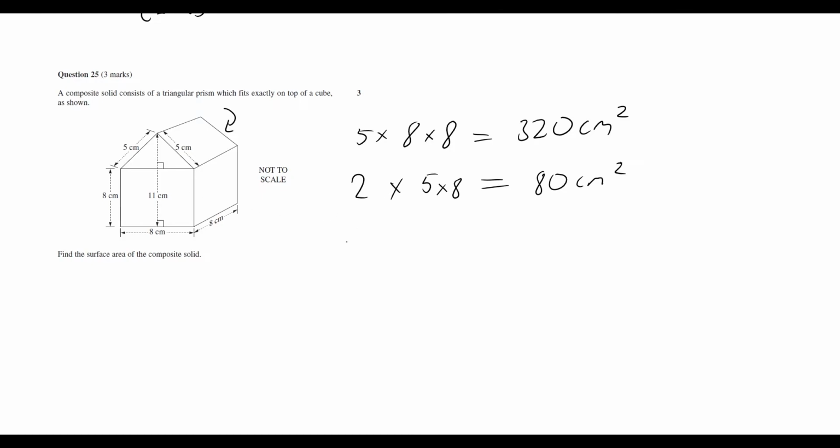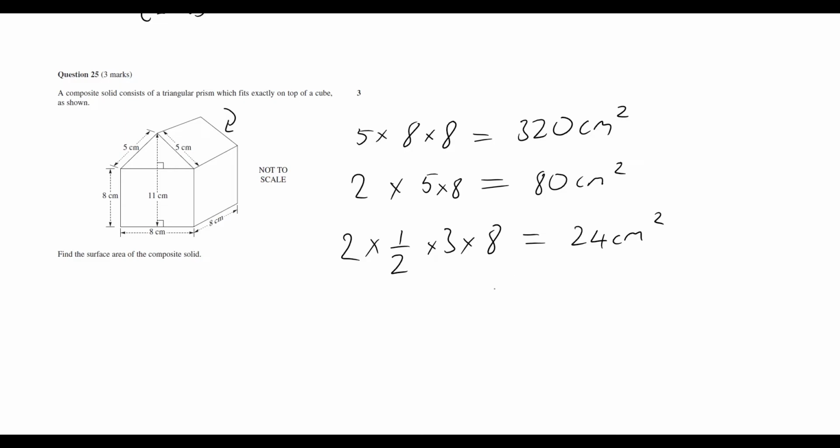So we know that we've got 2 triangles, front and back, and we know that the area of a triangle is normally given by a half times the height, which we just said was 3, times the base. So what's the base of this triangle? It's simply 8. And there we go. So that will give us a value of 24 centimeters squared.